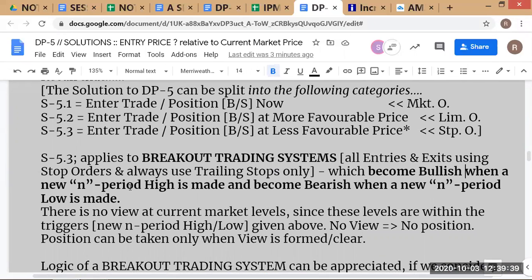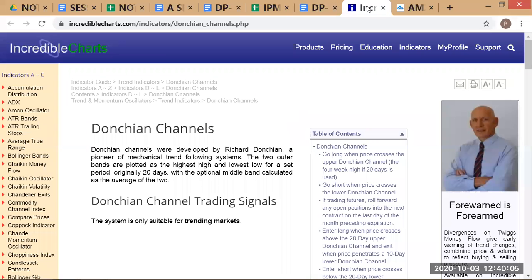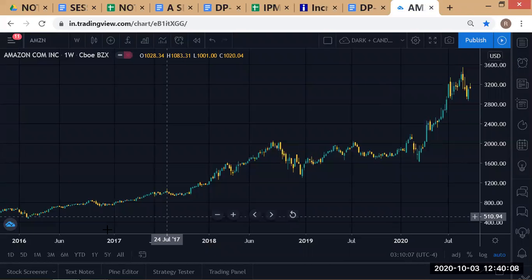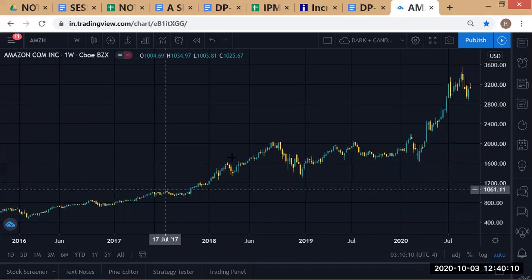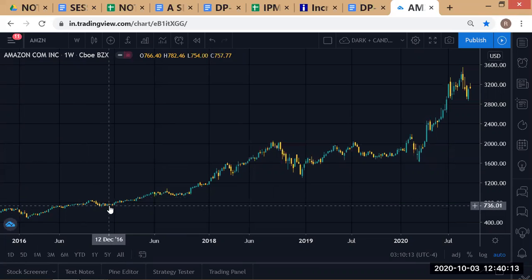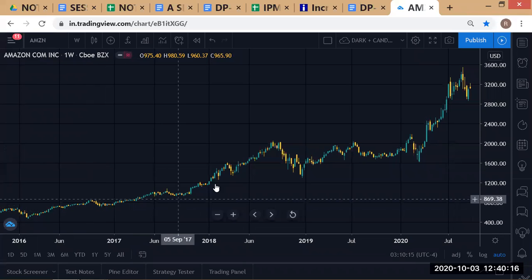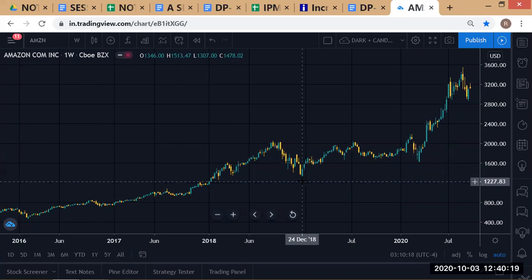So enter when a new high is made and exit when, if you look at it starting from a buying position, and you can talk about a selling position also, but we'll take the example of a buying position. You enter when a new 4-week high is made and exit when a new 4-week low is made. Additionally, we are going to assume that these are the 4-week highs, and that these are the 4-week lows.